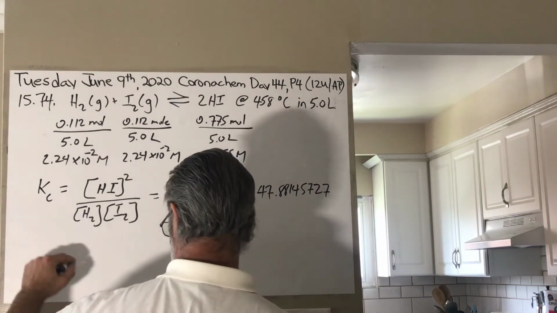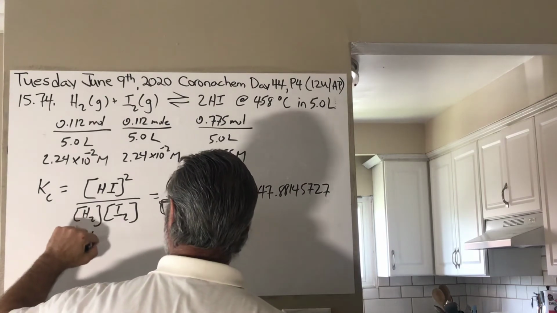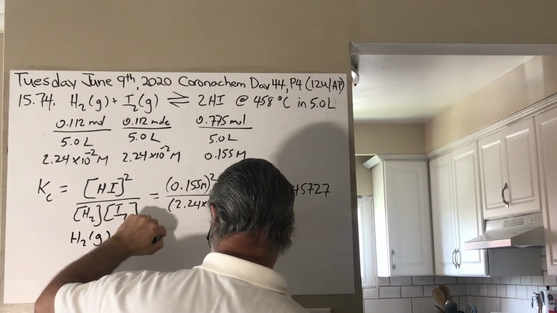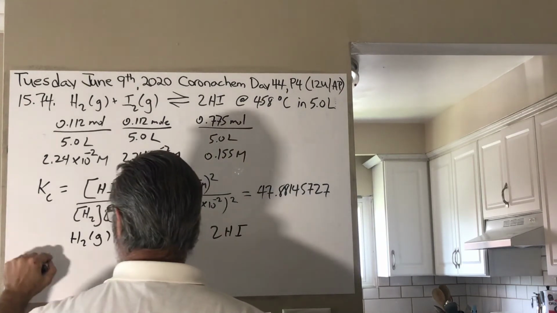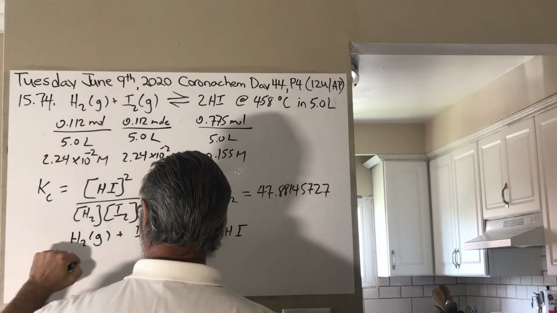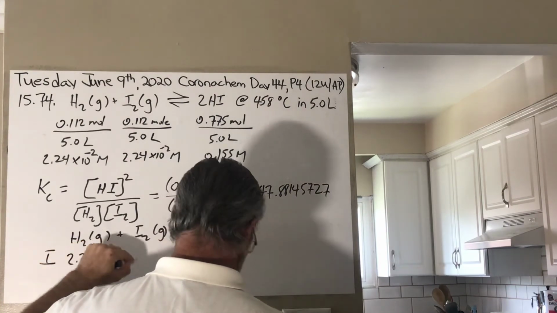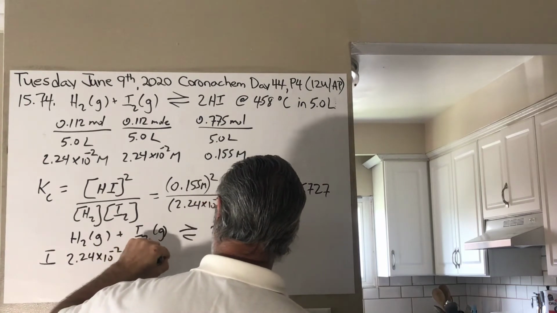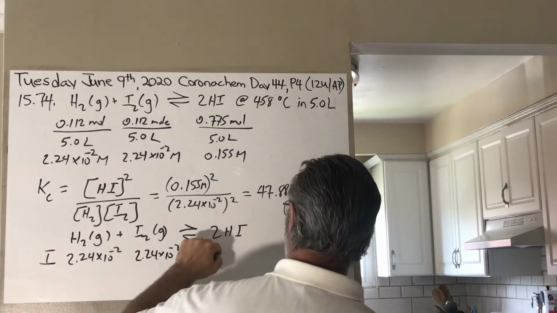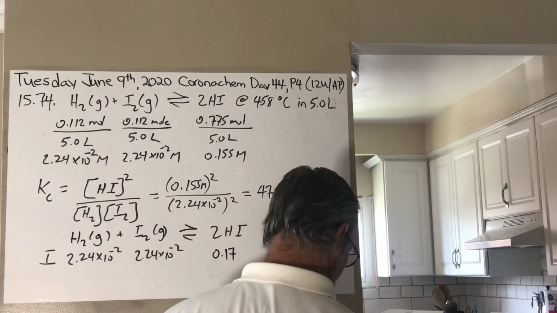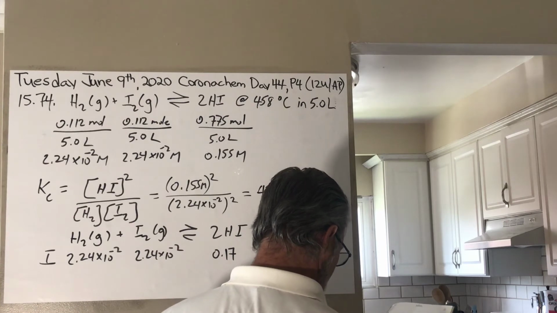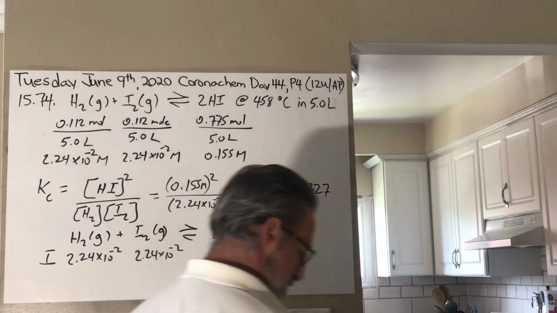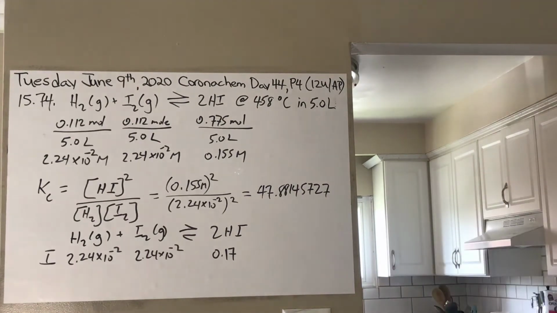Then we're going to disturb the equilibrium, so I should write this again to show the disturbance. We're going to use an ICE table to determine what happens. So initially we're sitting at 2.24 times 10 to the minus 2, 2.24 times 10 to the minus 2, and 0.175. Why did I put 0.175? Oh, that's why. Because they added 0.1.